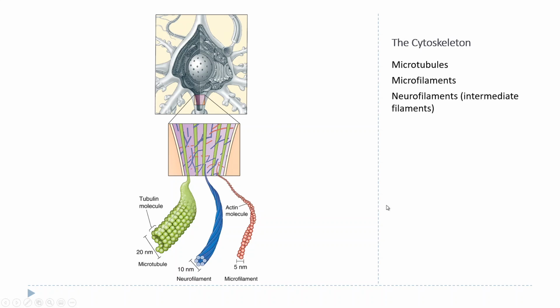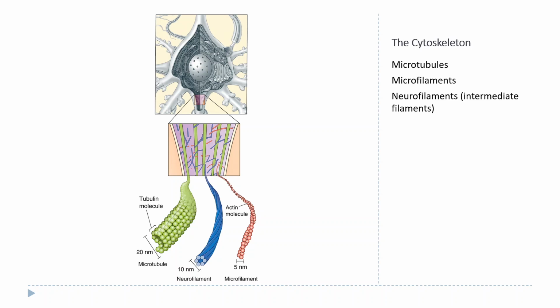The other major part of a neuron, and again, pretty much all cells, is the cytoskeleton. Cytoskeleton is kind of what it sounds like. The word cyto means cell, skeleton means skeleton. So this is kind of the main structural part of the inside of the cell. And the cytoskeleton consists of this network of proteins that give the cell its structure and its shape.